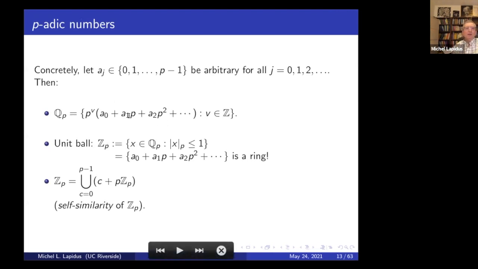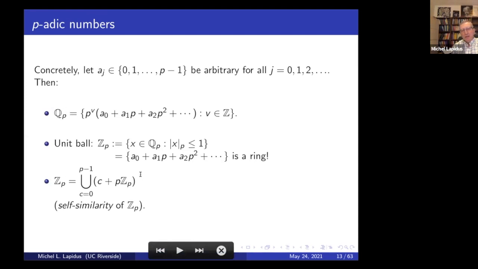Okay, so as we know, Qp can be written as the set of Laurent series in p. And the unit ball of Qp, the field of p-adic numbers, is, by definition, just the set of p-adic numbers with p-adic absolute value less than or equal to 1, and is just given by the set of power series in p, that is, starting at a0 times 1. And this is a ring, as I just mentioned, because of the ultrametricity of the field of p-adic numbers.